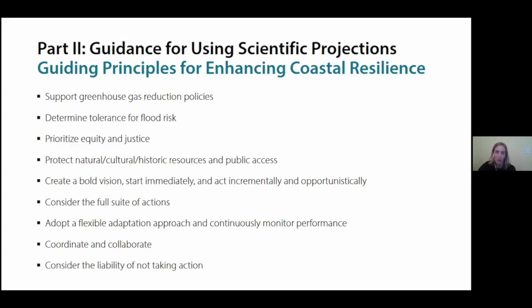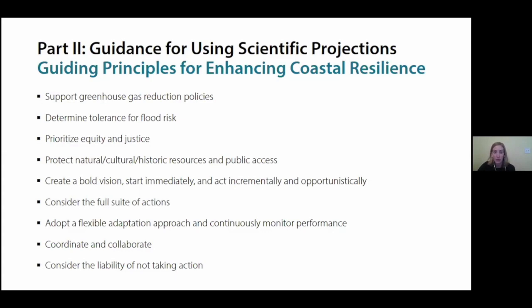Protect natural, cultural, and historic resources and public access. Be bold, create a really bold vision and start now. But act in increments and also opportunistically as opportunities present themselves. Consider the full suite of actions that could be taken, including everything from not taking action, which is always an option, to figuring out how to live with the water, how to keep water out, or how to get out of the water's way.